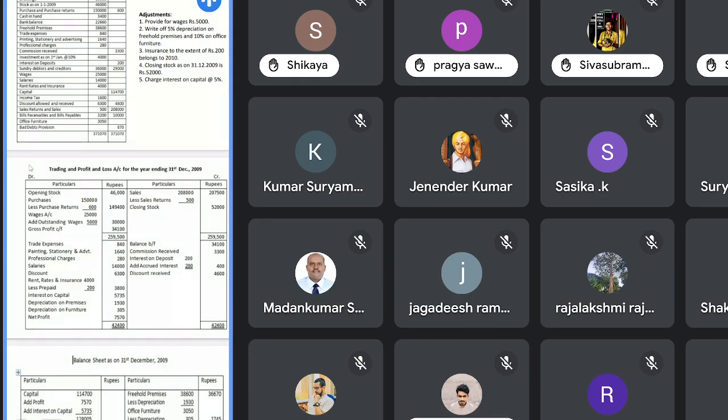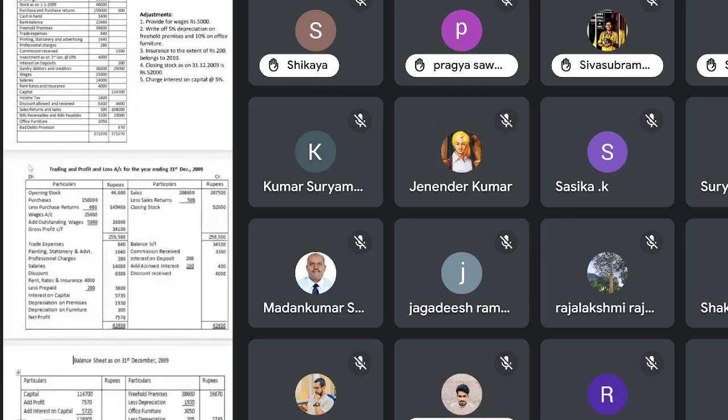See in your adjustments, 5% depreciation on freehold premises, 10% on office furniture. So see your freehold premises is given 38,600 into 5%. So that is 1,930, right? So depreciation on furniture, 10% is given. So what is your furniture value? What is your furniture value given in your problem? 3,050.